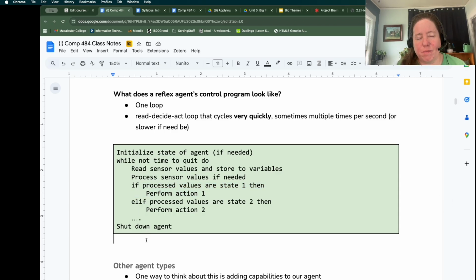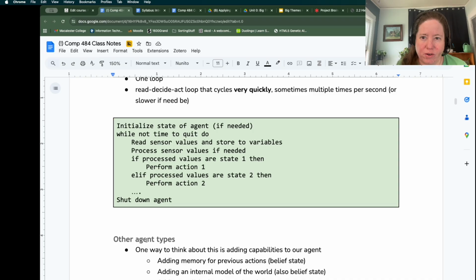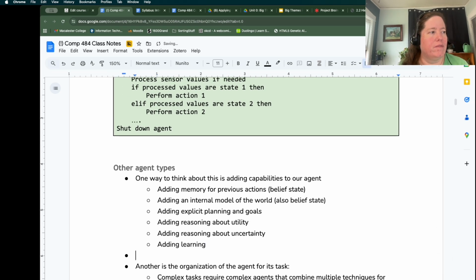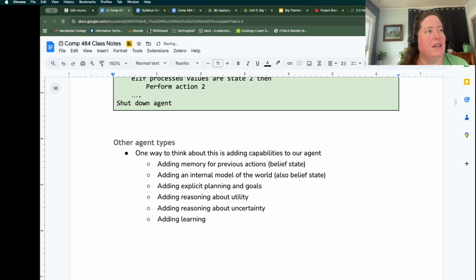All right, now I'm going to talk about other agent types. So we talked about a hierarchy of agents. Here is a way that you can think about starting with a simple reflex agent and then adding on to it so that you get more and more complex behaviors. I'm going to take this other text away. So we can add capability. We can add a memory for previous actions. As I said before, in the readings, this is often described as the agent's belief state. What does it believe about the world? That could be simply a record of what it has done before.